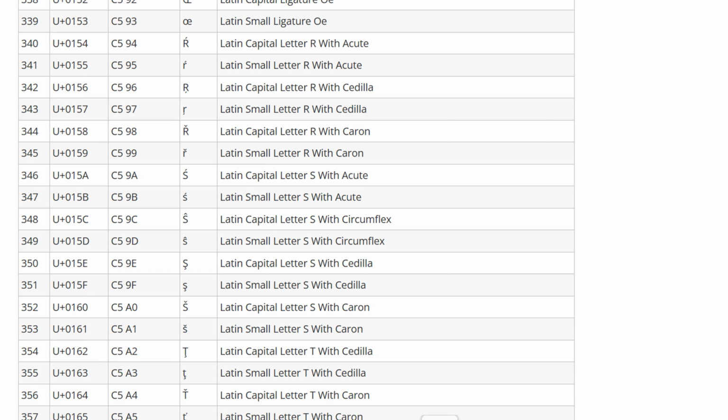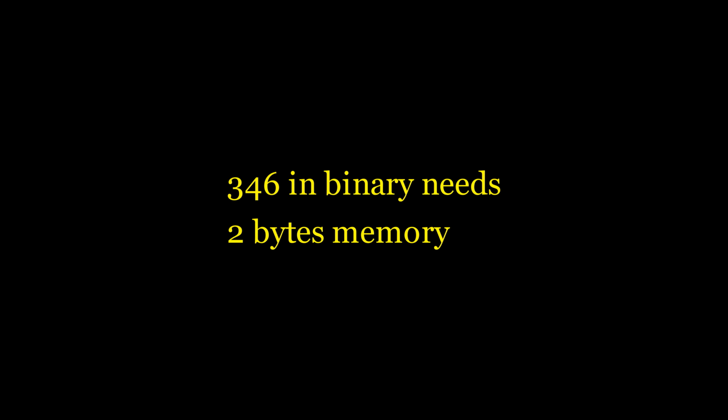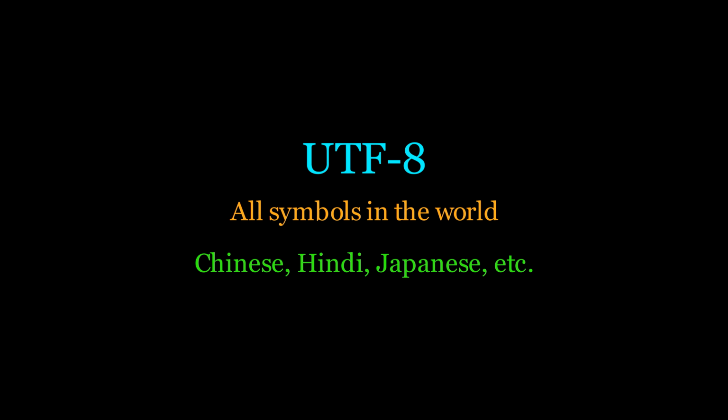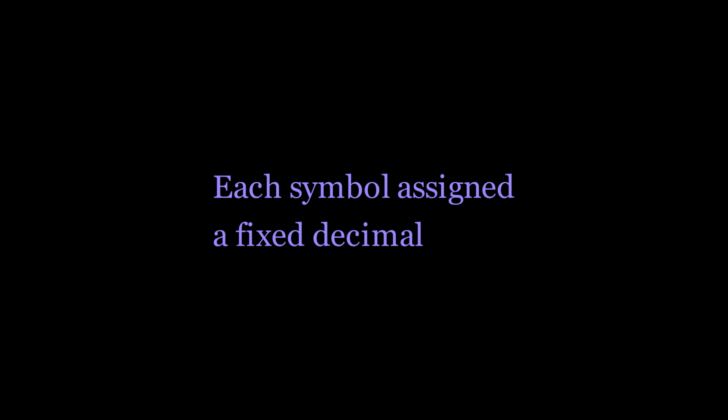Let's look further into the UTF-8 encoding table. For example, the character Latin capital letter S with acute is assigned the decimal value 346. To store this value, the system requires 2 bytes of memory rather than 1. This universal logic applies to all global scripts, including Chinese, Hindi, and Japanese characters. Each is assigned a specific fixed decimal value under the UTF-8 standard. I encourage you to search for the full UTF-8 table online to appreciate the vast scale of this encoding system.